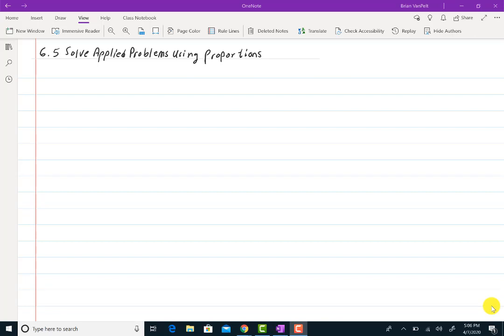For this section, we're going to be using proportions to solve some word problems. So let me start with a motivating example to explain what we're talking about here.